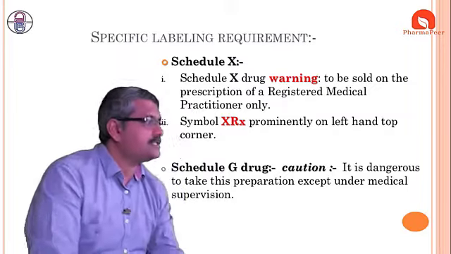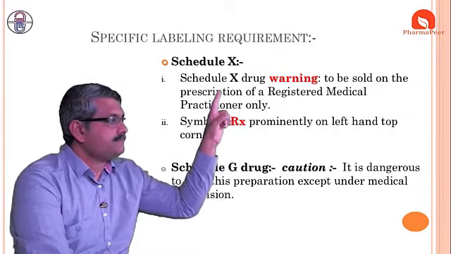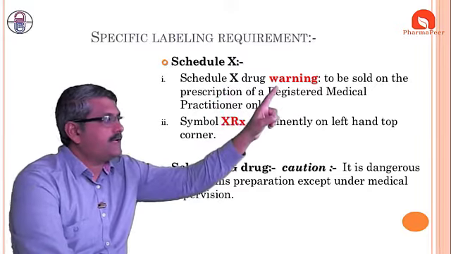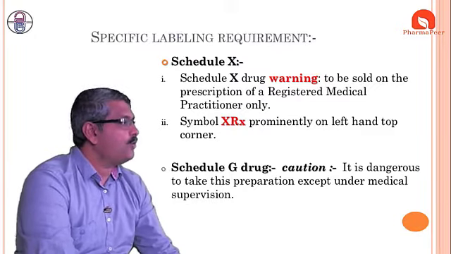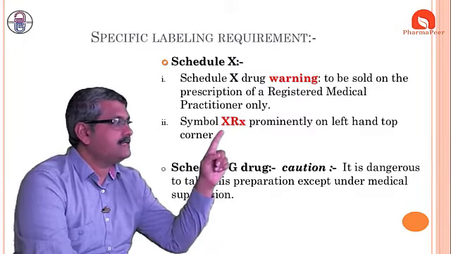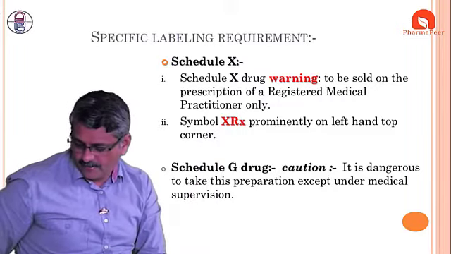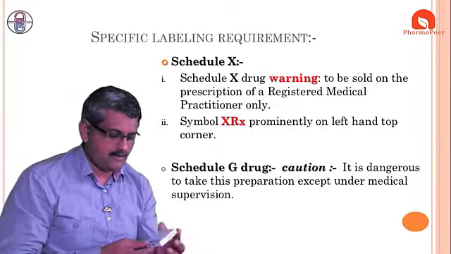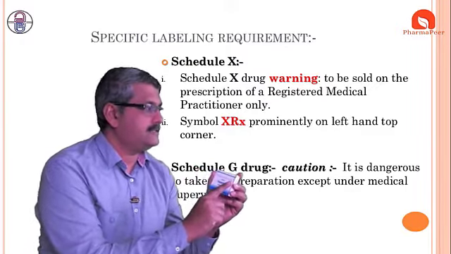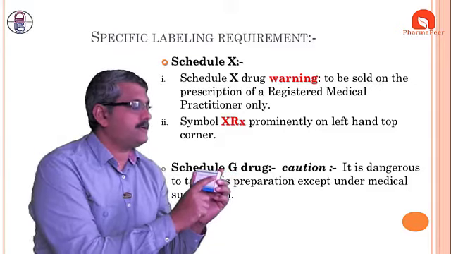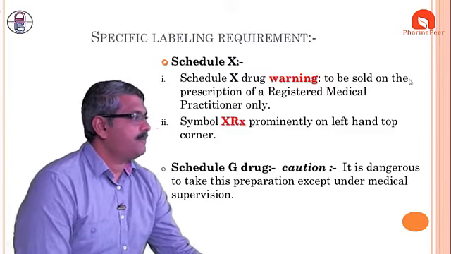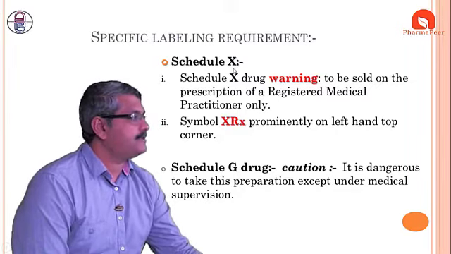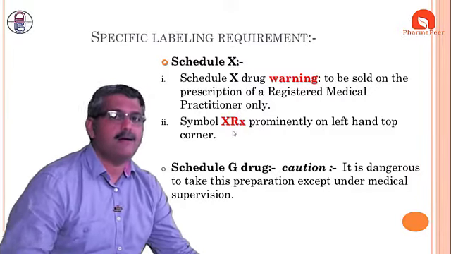For a Schedule X drug, there should be the word warning mentioned. What is that warning? To be sold on a prescription of registered medical practitioner only. And on the left corner, there is an XRX. If you see on the corner here is the molecule name, and at the top of the corner there is the word RX. But particularly for a Schedule X drug, the red symbol mark XRX is there.